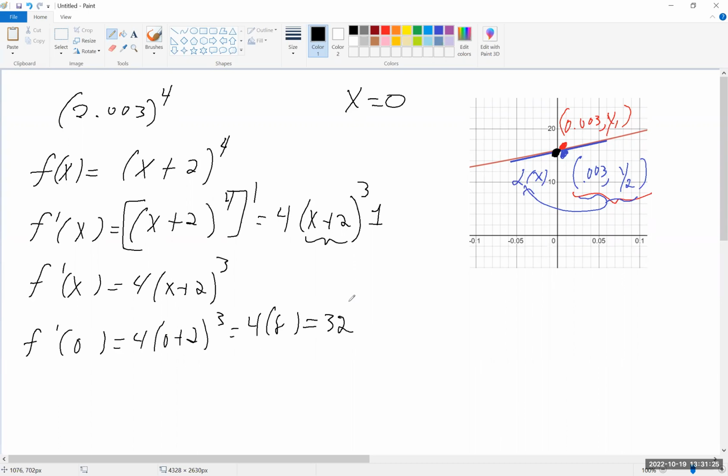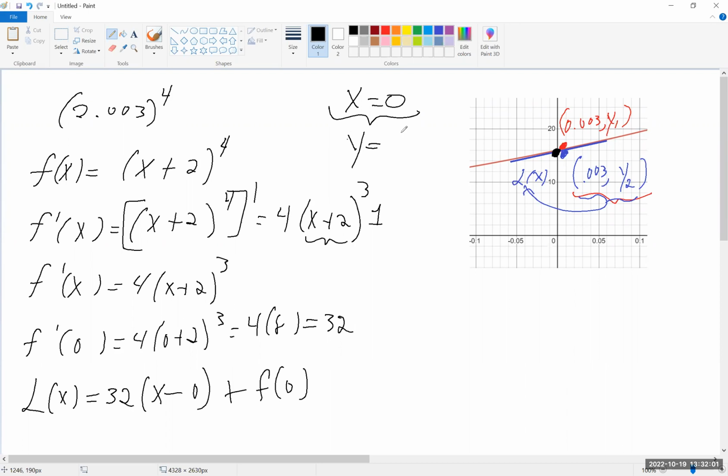Okay. And I'm just stopping to think for a second. And it looks appropriate. All right. So then our linearization equation is going to look like this. It's point slope form, basically. We already know this is 32. And then it's x minus 0, because we're going to be using this 0, plus f of 0, because we want the output, which we don't know yet, which we can figure out.